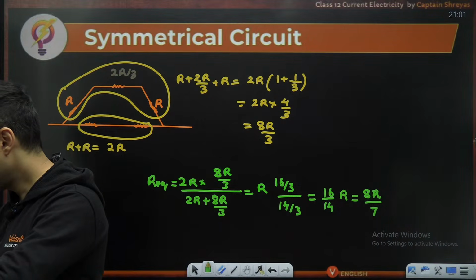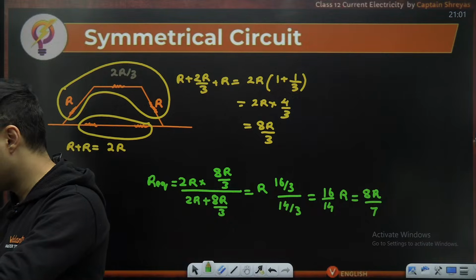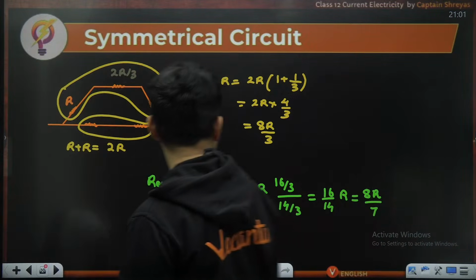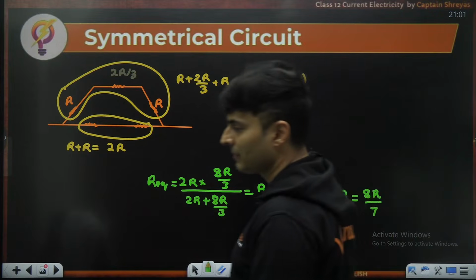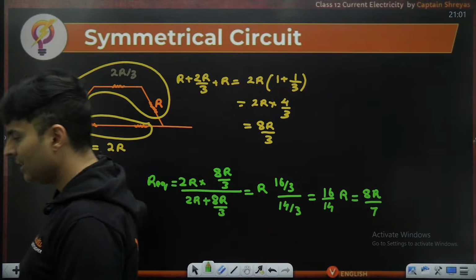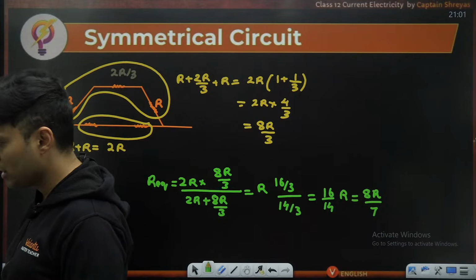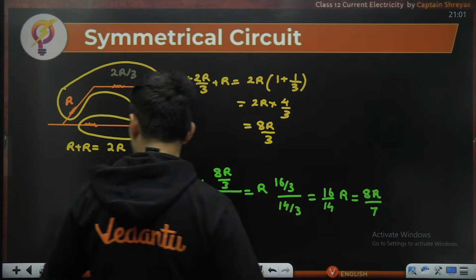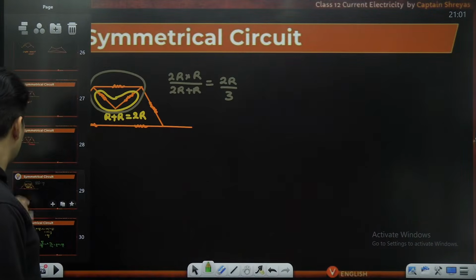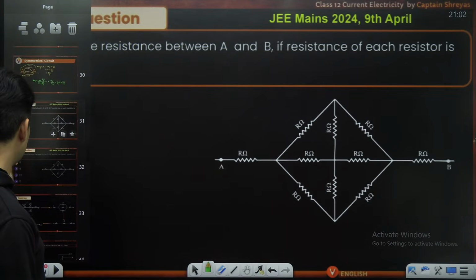Yes, it is going to be 8R divided by 7. 8R divided by 7. Clear? Everyone till this point? Absolutely. Amazing, amazing, guys. So this is done. Okay, let's see some more questions coming up on your screen.